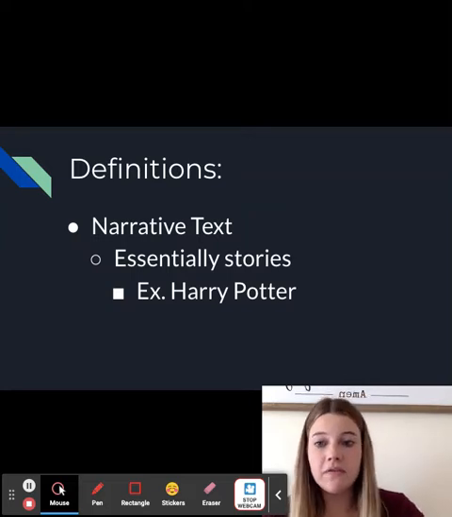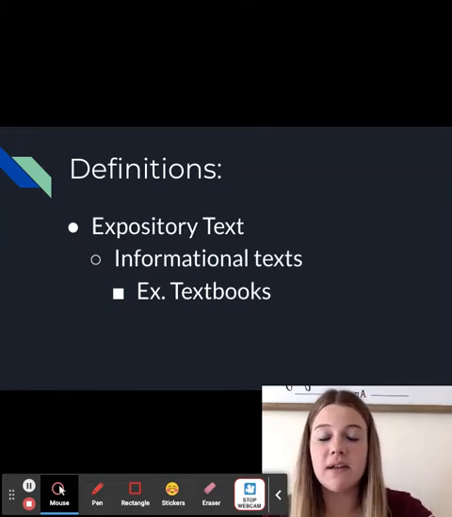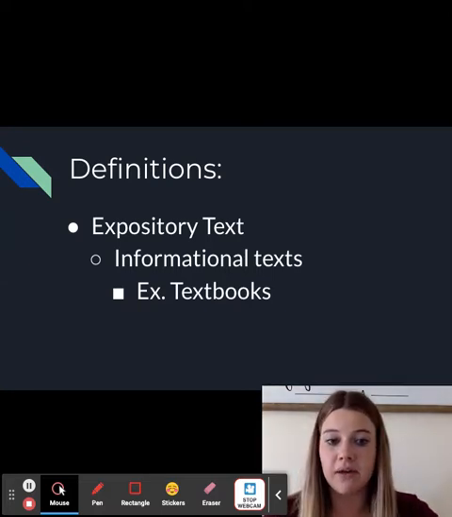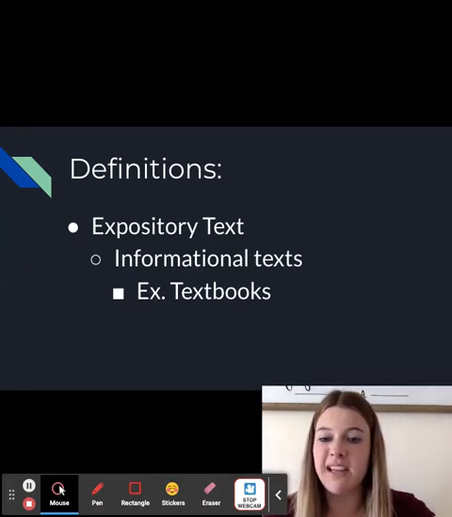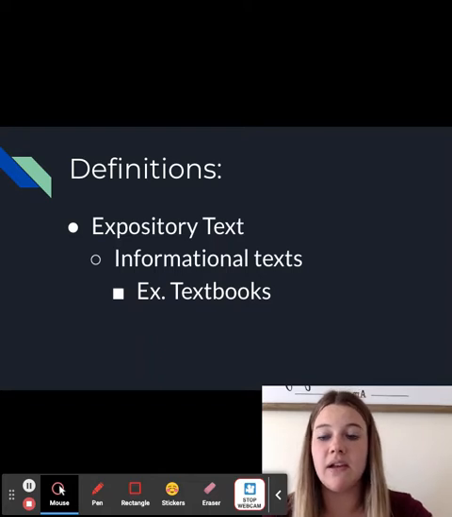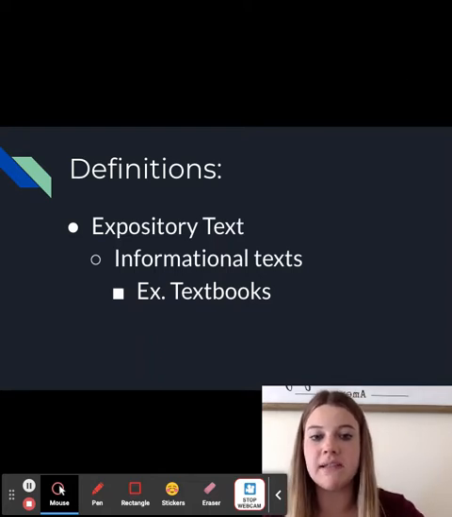On the flip side, expository texts are more so informational texts. I like to think of textbooks. And that's where I mentioned history and science, where a lot of students struggle with comprehending those. So those would be the expository texts that they don't often understand.